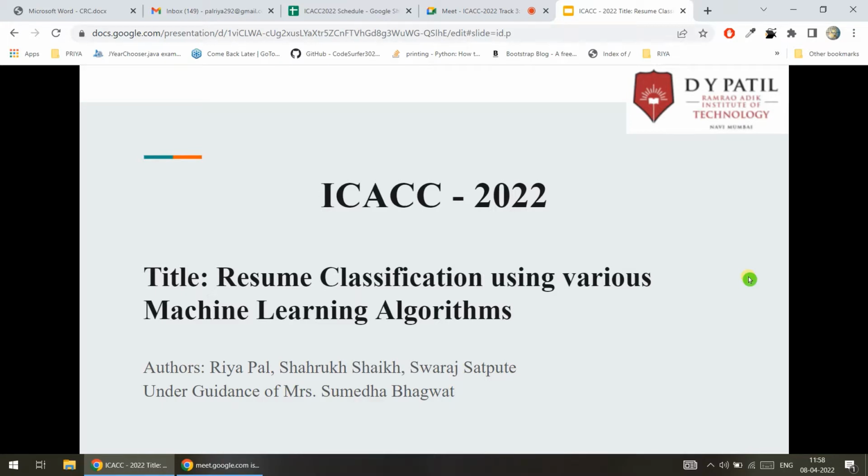So, hello everyone. Good morning. Our research paper topic is resume classification using various machine learning algorithms. There are a total of 4 authors who contributed to this research paper: myself, Shahrukh Shaikh, my colleagues Riya and Swaraj Satpute, and Sumedha Bhagwat ma'am. And we have achieved this goal under the guidance of Miss Sumedha Bhagwat ma'am.